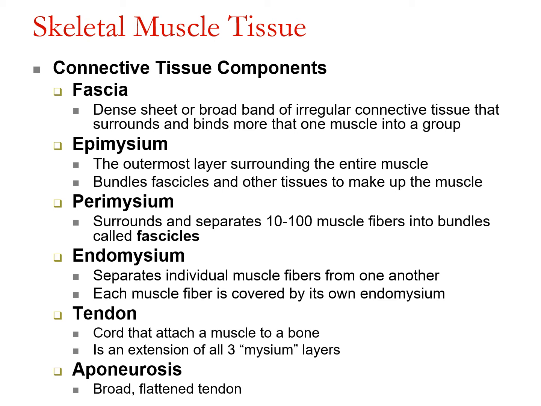And then the three connective tissue layers, epimysium, perimysium, endomysium, extend beyond the muscle to form the tendons that attach the muscles to the bone and also transmit the force of contraction created by the muscle tissue to the bone. Finally, we have an aponeurosis, which is a broad, flattened tendon. It provides a wide area of attachment for the muscles it surrounds.